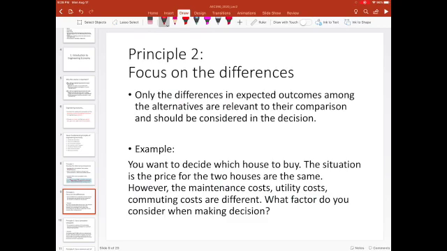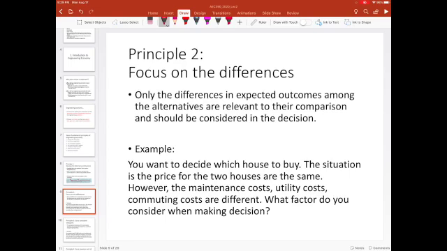And principle 2, focus on the differences. What does it mean? So think about that. If you have multiple options to compare, you don't want to waste your time to consider the things they all have. You just want to focus on the differences, okay?